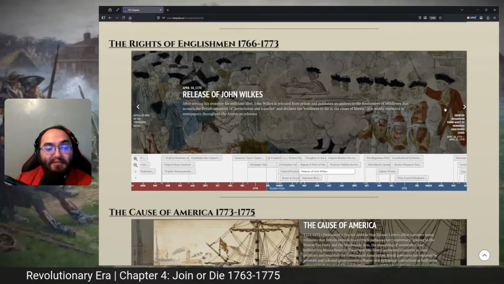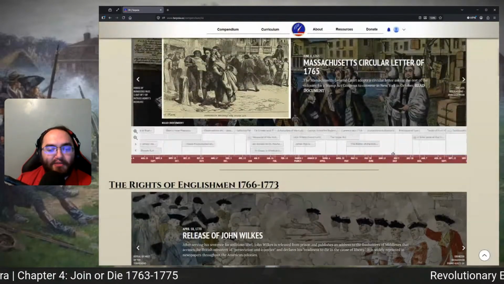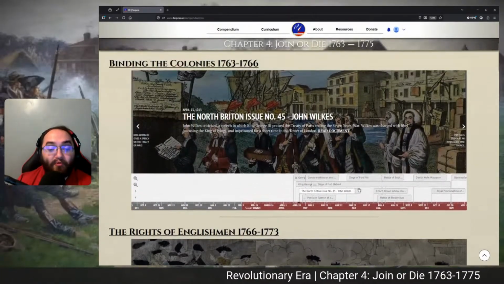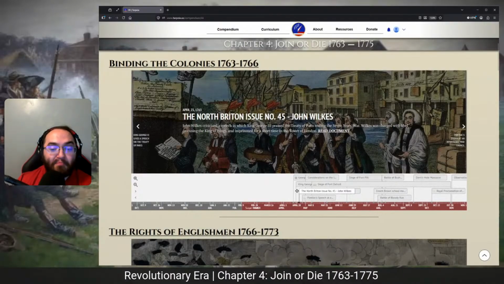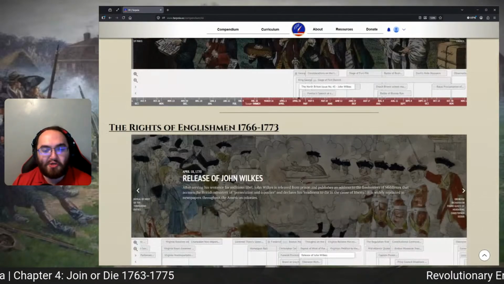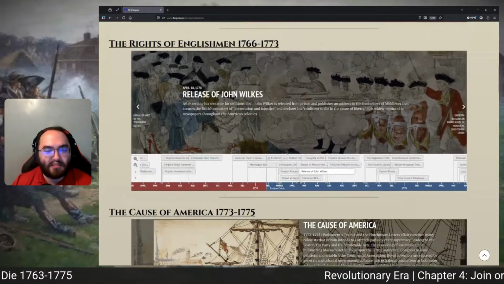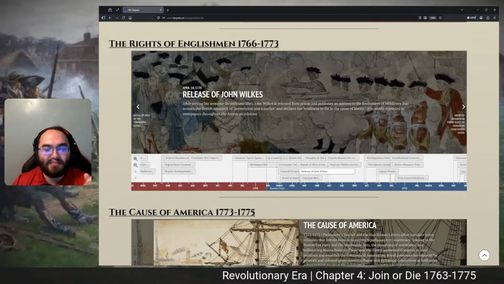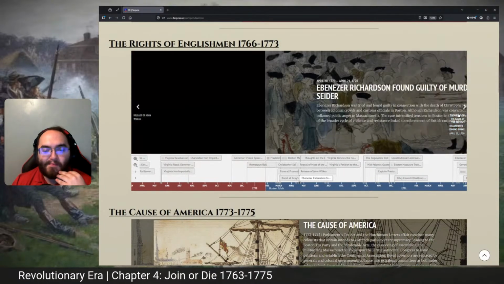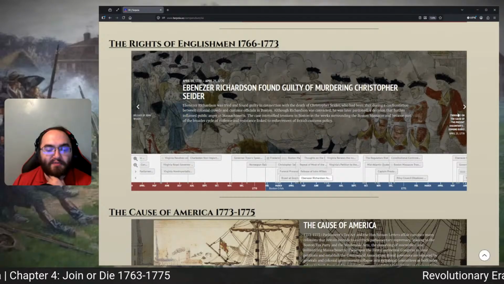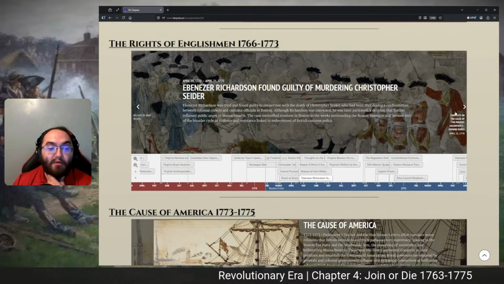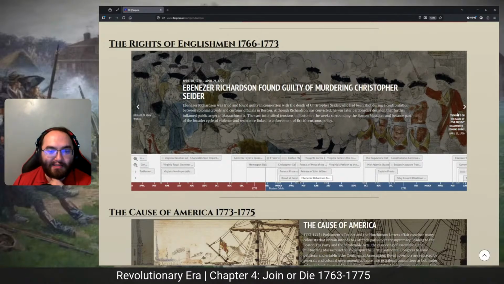But at the same time, you have the release of John Wilkes. Remember from the previous section, John Wilkes will be one of the very early people, a member of Parliament, who gets arrested for libel. So it's a freedom of speech issue. And he gets released in 1770 after serving a sentence for seditious libel. Ebenezer Richardson is found guilty of murdering Christopher Seider. However, he will be pardoned, and this will anger the colonists.